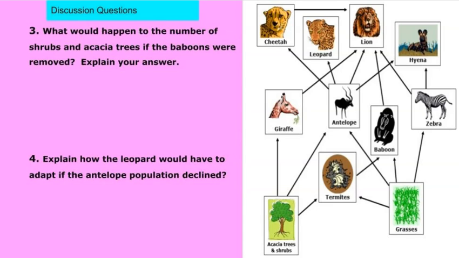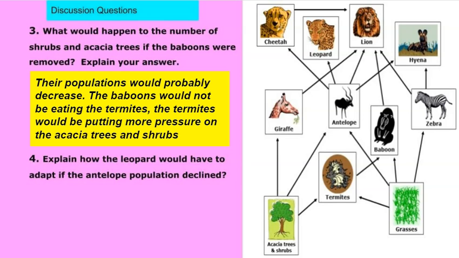The next one said, what would happen to the number of shrubs and acacia trees if the baboons were removed? And explain your answer. So if we're removing the baboon, it's not eating the acacia trees and shrubs. However, it's eating the thing that's eating the acacia trees and shrubs, and that is the termites, right? So their populations will probably decrease because the baboons will not be eating the termites.